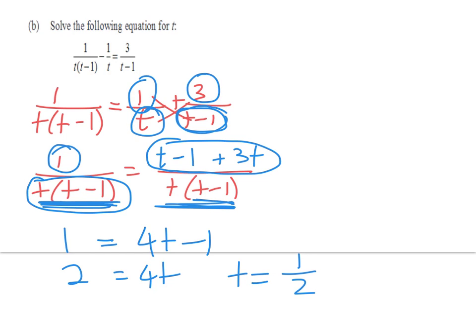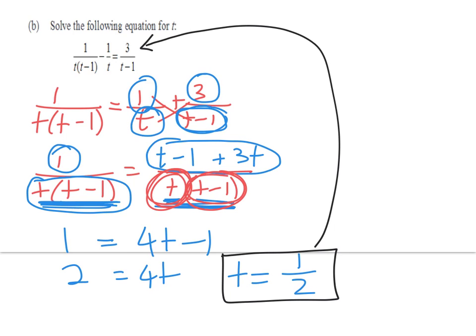So I need to just make sure, oh look, t can't be equal to 0 and t can't be equal to 1. But that's fine because what I've found is that when t is equal to 1/2, this is a true statement and we've solved the equation.